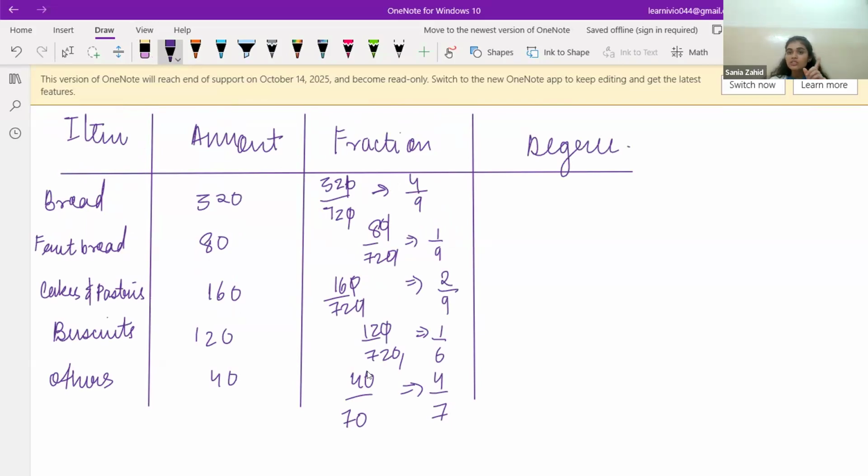And children, you will not just write the simplified fraction, you will write the fraction first and then write equals to, then write the simplification. Do it as I have done. Now, how will you write the degree? The degree becomes 4 by 9 into 360.